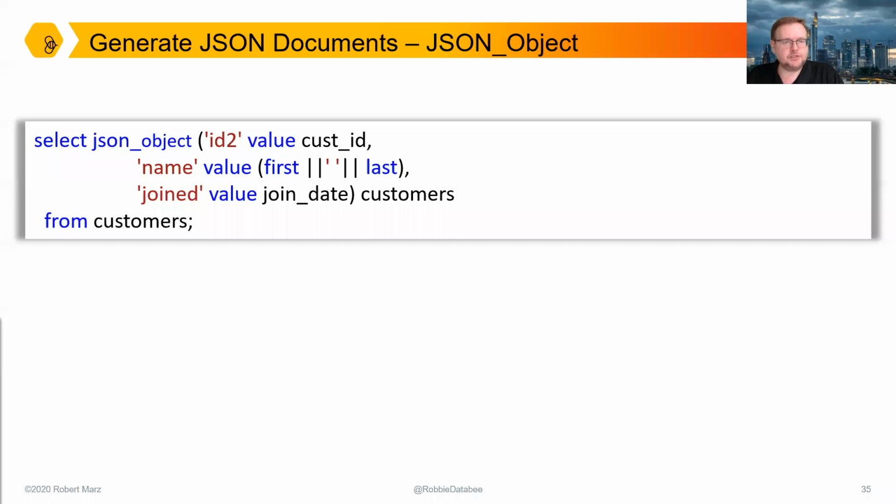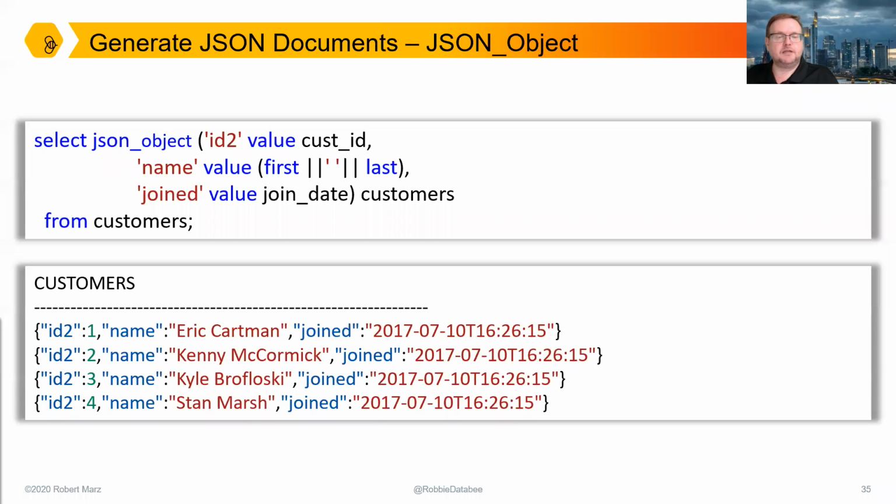Those are SQL functions, so we are using them in SQL statements. And if I say JSON object, and then give just a couple of fields here, I will receive a JSON document for every row inside my customer table. And this is very simple and very straightforward.